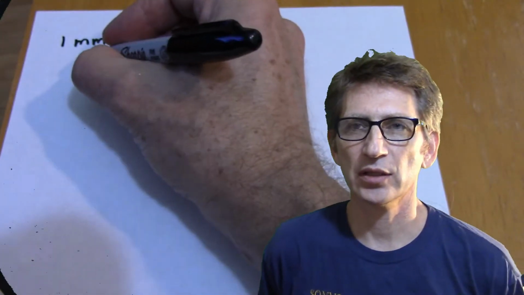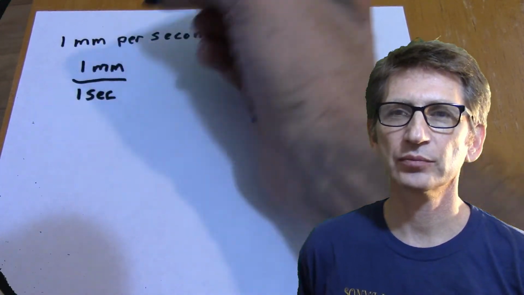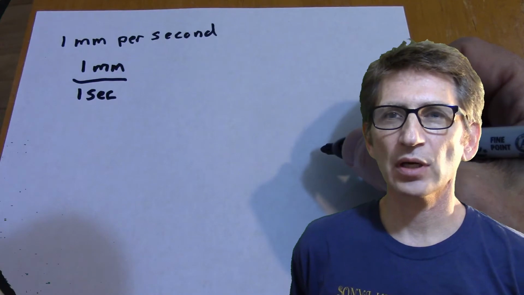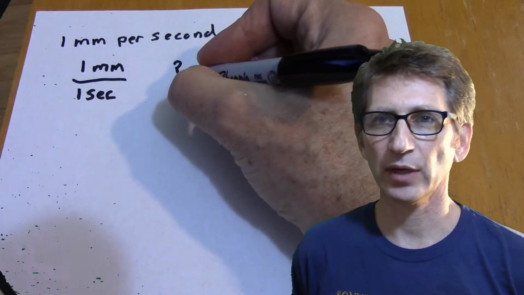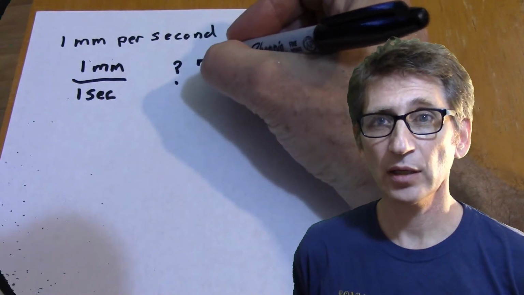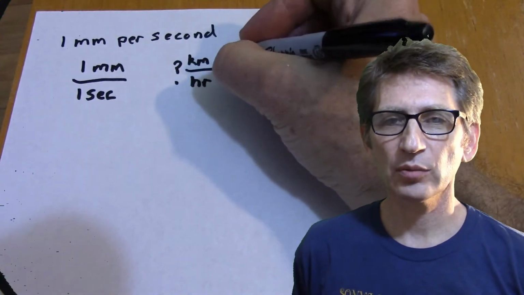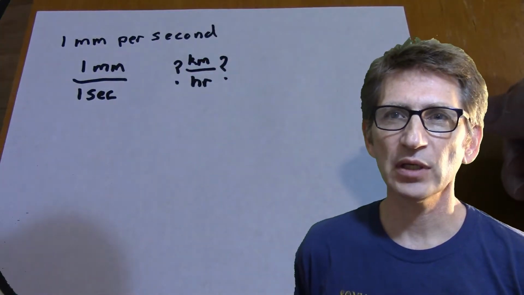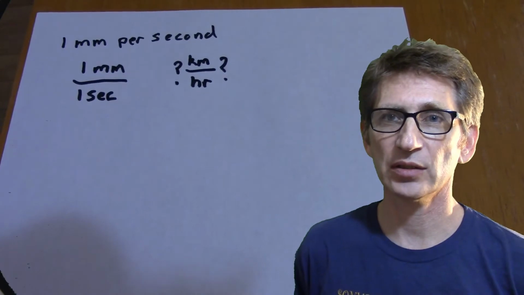Perhaps we want to take this rate of speed of 1 millimeter per second and convert it to something like kilometers per hour. So we're going to start with the rate 1 millimeter over 1 second, which happens to be a unit rate. It doesn't have to be a unit rate, but in this case it is, and that makes it a little more convenient. So 1 millimeter over 1 second. We need to find conversion factors to convert both the time and the distance.